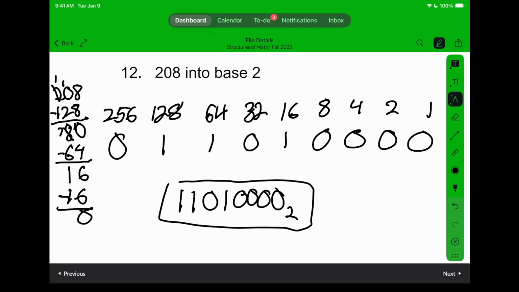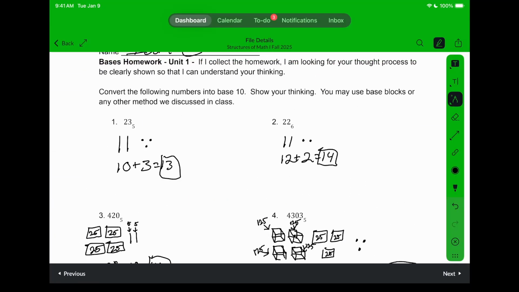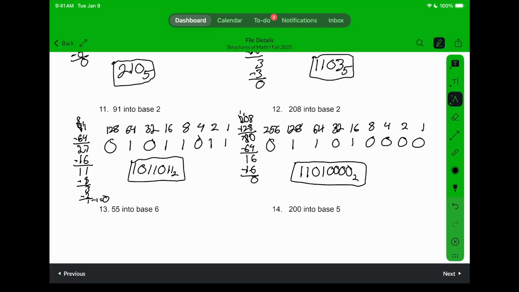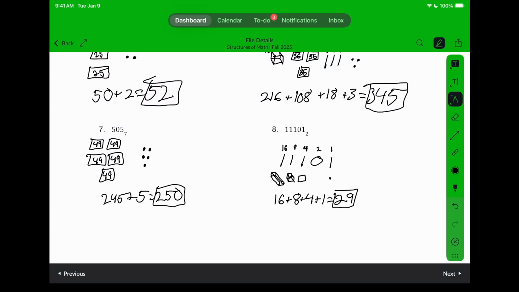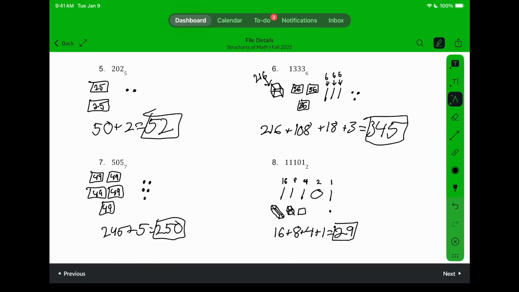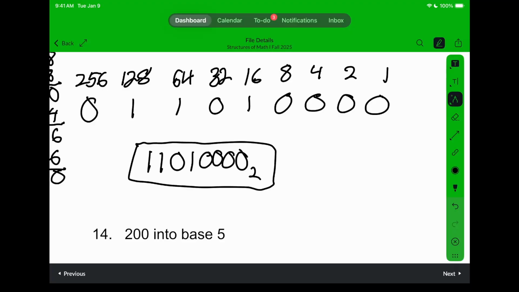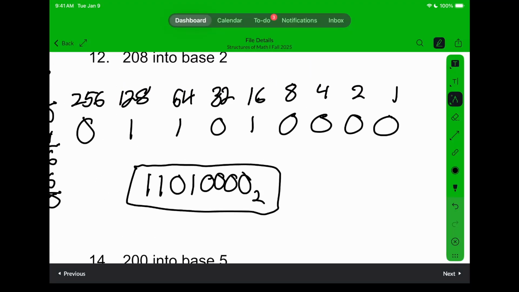These extra zeros at the end are not extra, and they are actually very necessary. Because if you just put 1, 1, 0, 1, wasn't that an answer before? 1, 1, 0, 1 is essentially the same as 13, because it's 8 plus 4 plus 1. So you need these extra zeros to show that the 1, 1, 0, 1 is not an 8, a 4, and a 1, and it's in fact a 128, a 64, and a 16.